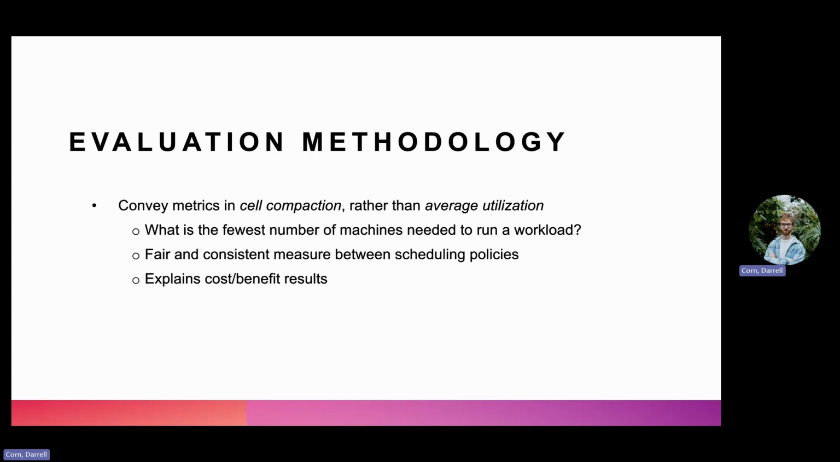And this metric is fairer than average utilization because it accounts for fragmentation and works with heterogeneous machines, something that average utilization would ignore. Additionally, cell compaction directly translates to the cost and benefits of Borg because requiring less machines for jobs is cheaper and more efficient.